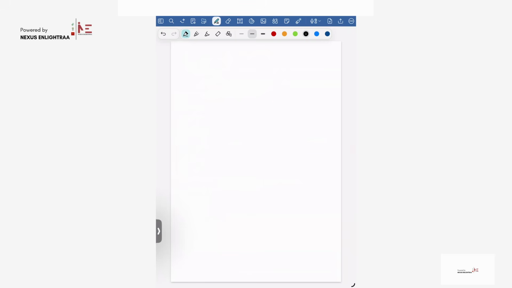So we have done para 1. We have done para 2. Let's move to para 3. Now, para 3 is for assessment findings.